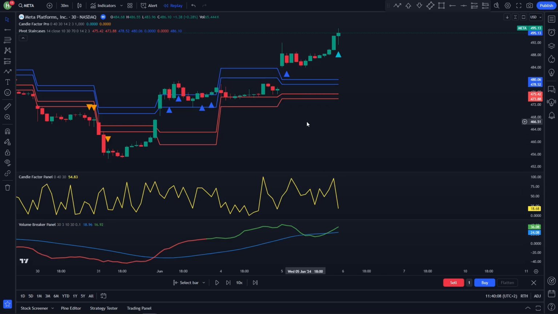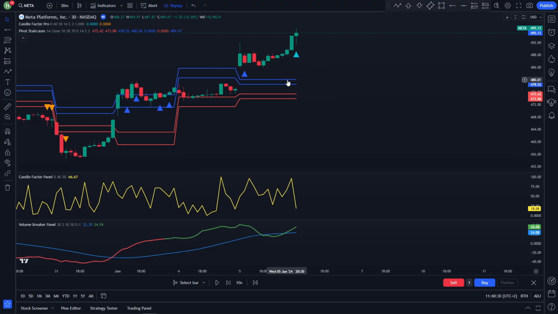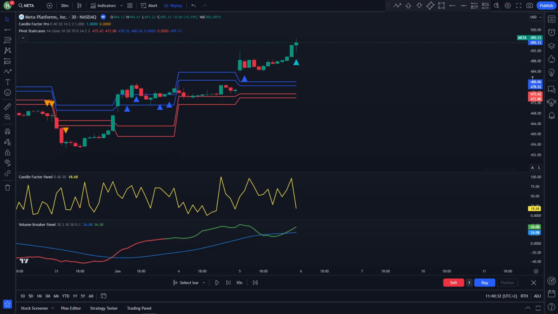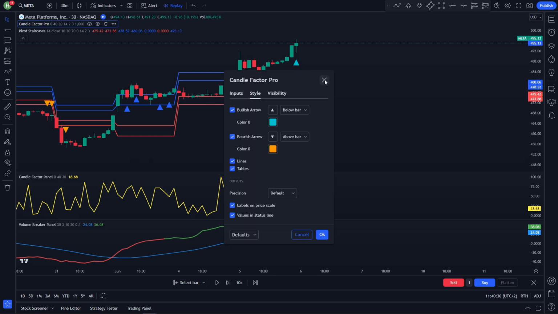Now that we have made all of the necessary adjustments, let's explore the exact rules for entry. For a valid buy trade, firstly we are waiting for price action to close above the upper pivot band, which is marked in blue. This is going to generate the following buy signals, which you can automatically receive via alerts on TradingView. Additionally, we are waiting for another buy signal from the Candle Factor Pro.